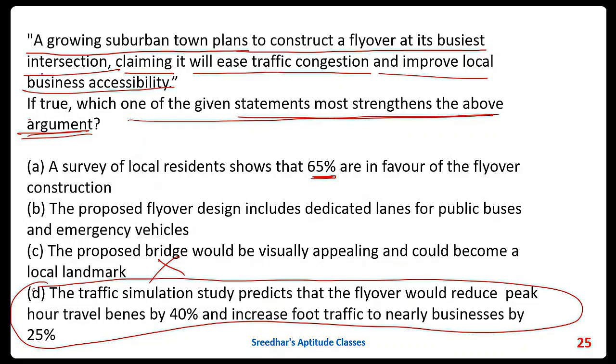I think D sounds to be a strong argument for the statement given, because it says that it is the busiest intersection. So one is the traffic issue, the other one is increasing the business accessibility. So both are mentioned in D. So I think D is going to be the strong argument compared to the rest, right? So D is the strong argument. It is also not that convincing, but out of the given four, D appears to be a strong argument for the statement.